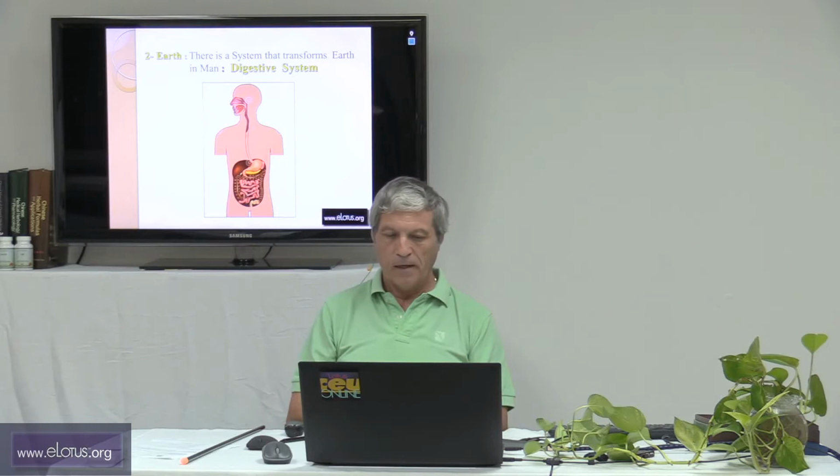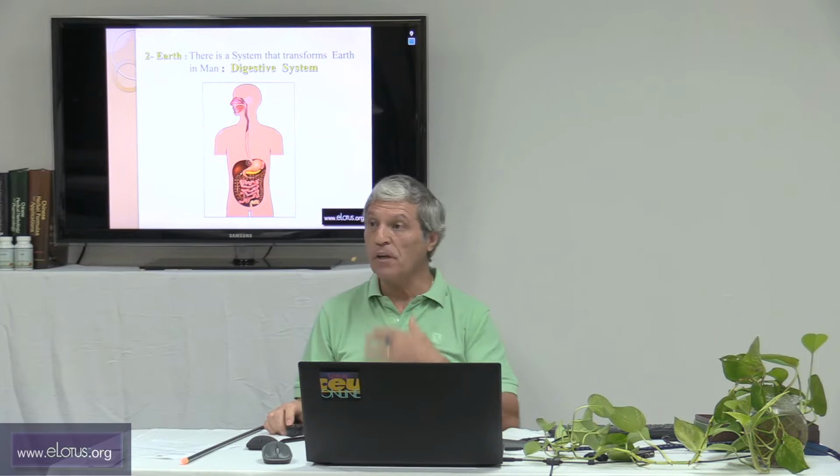They thought there is a system that transforms earth in man, because they were eating and eating to live. So inside the body, certainly there is a system that transforms food into life in man. They discovered the digestive system. They didn't know the different parts of the digestive system, but they knew there is a system. Okay, they named it Earth.